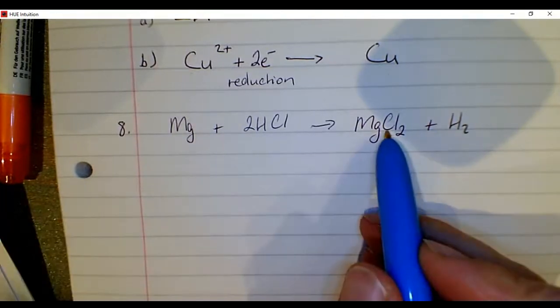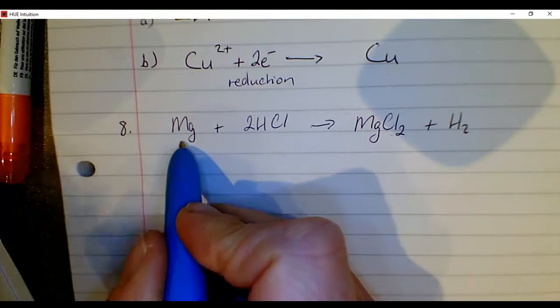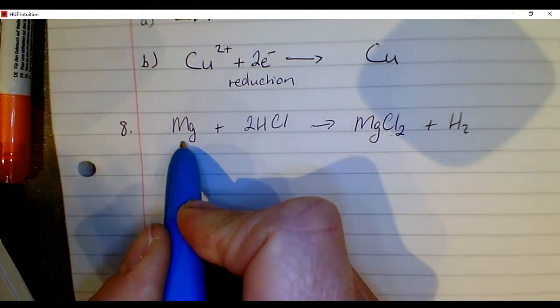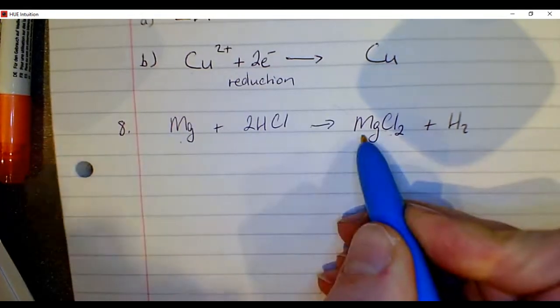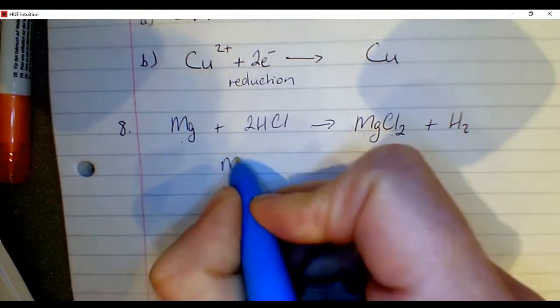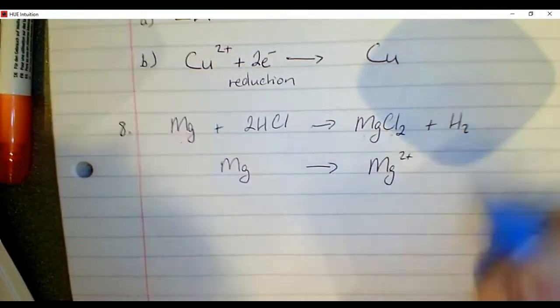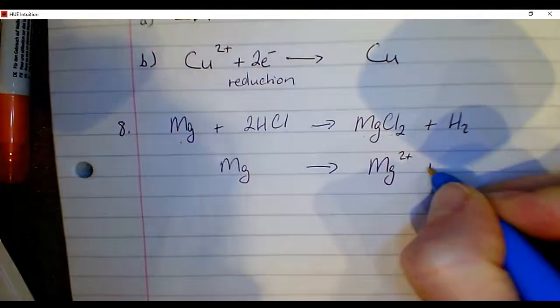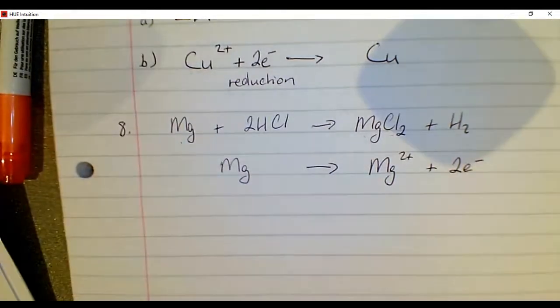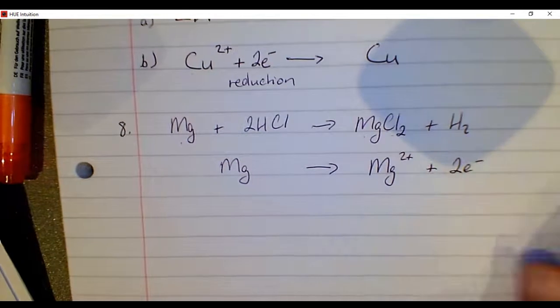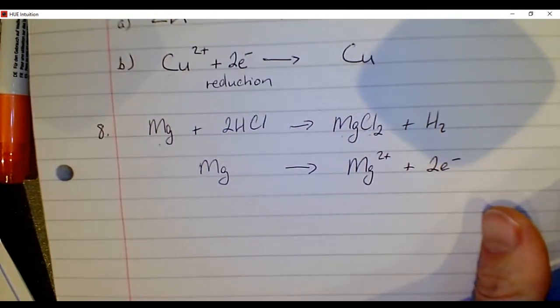We've got magnesium. Let's do the easy one first. Magnesium atom giving you magnesium ions. So let's put Mg gives you Mg2+ because it's group 2. We're going to put the electrons on the same side as the positive ions, the same number of them. So that is one of the half equations.